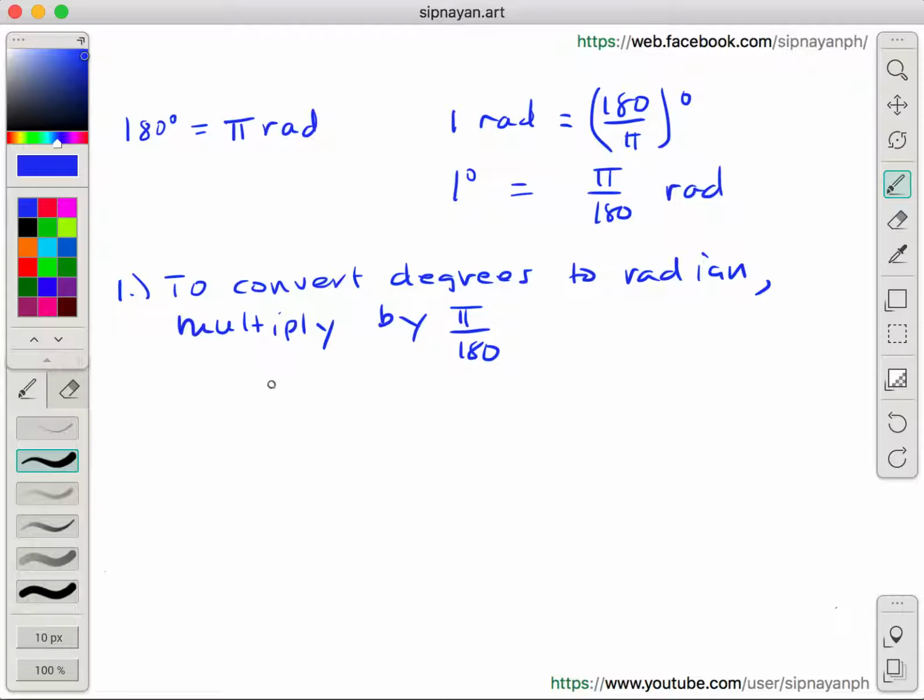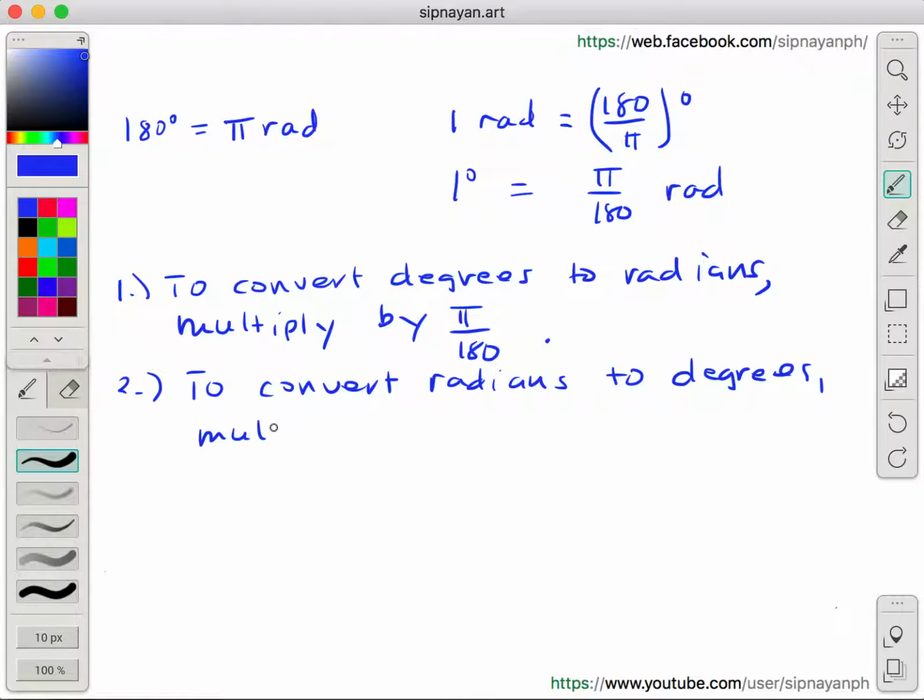And of course, to convert radians to degrees, may x pala yan, x radians, multiply by 180 over pi. Okay?